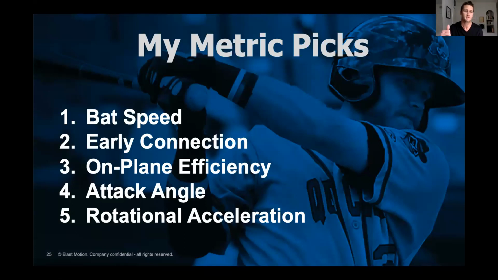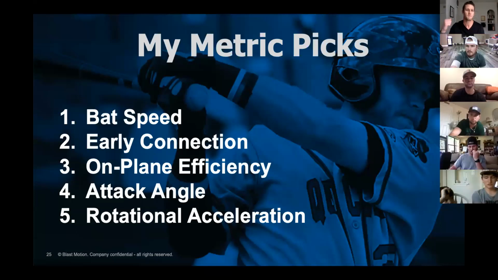Bat speed to me is all about swinging with intent. Early connection is all about the consistency of my load. Am I doing the same repeat movement? Am I starting from the same spot every time? On-plane efficiency is how smooth my swing is. Attack angle is that smooth swing going in the right direction. And then rotational acceleration is how fast can I do those things? Can it face whatever level I'm trying to play at?